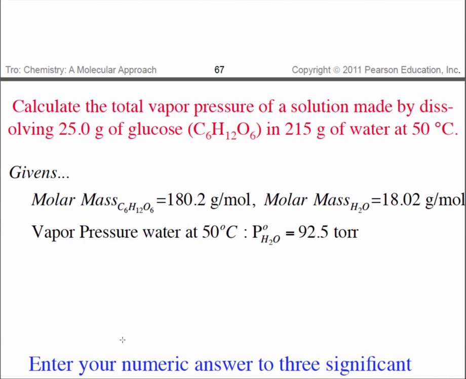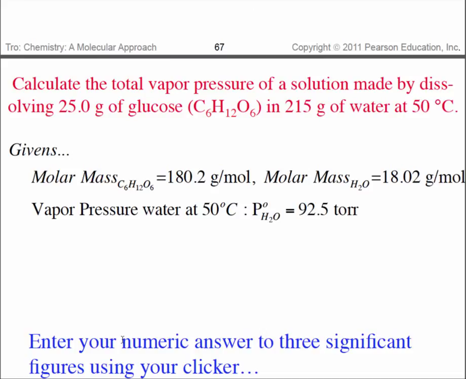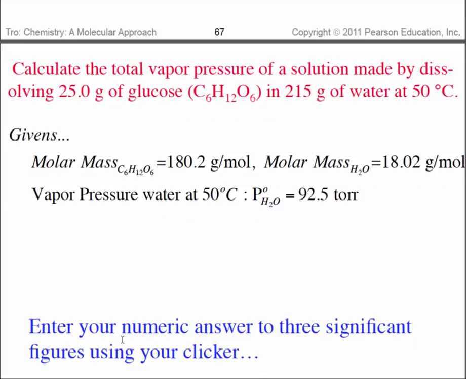What's the total vapor pressure of a solution made by dissolving 25 grams of glucose in 215 grams of water at 50 degrees? We need to know what the vapor pressure of water is at 50 degrees. It's 92.5. So guess what? That's going to come down. But by how much will that come down?